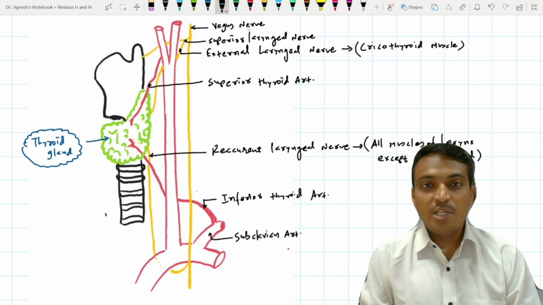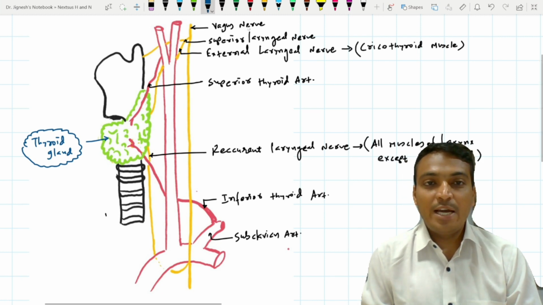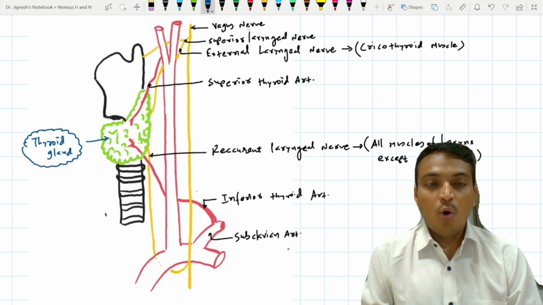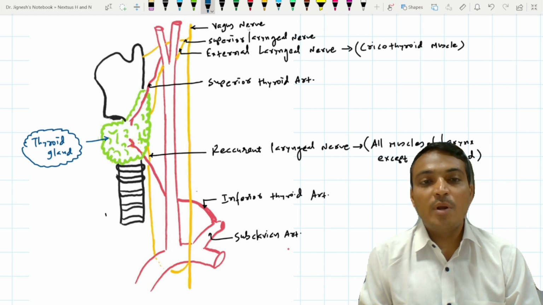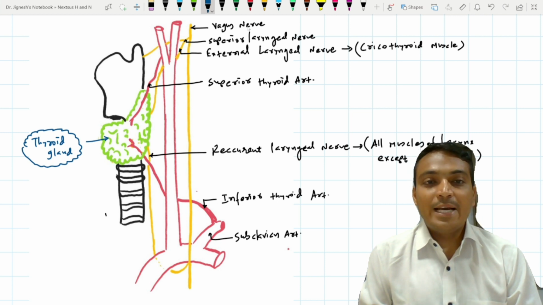So after having this much information, we can say that the superior thyroid artery is very much in contact with the upper part of the external laryngeal nerve, or we can say the initial part of this external laryngeal nerve. While as soon as the superior thyroid artery reaches the upper pole of the thyroid gland, the external laryngeal nerve is a little apart from it.